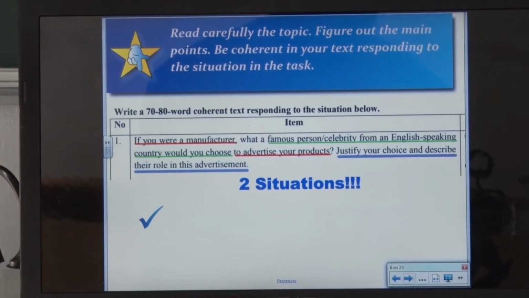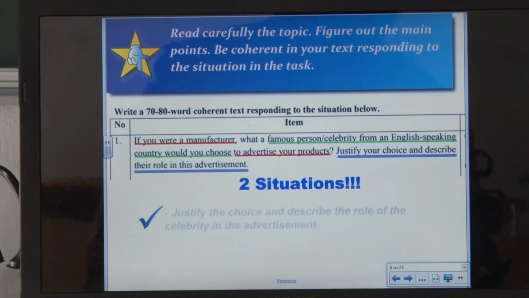You have to choose a famous celebrity or a person from an English-speaking country that will be more fitted or suitable to have a successful advertisement of your products. Finally, if you make it and understand it correctly, justify your choice. Describe the role of this person or celebrity in your advertisement.